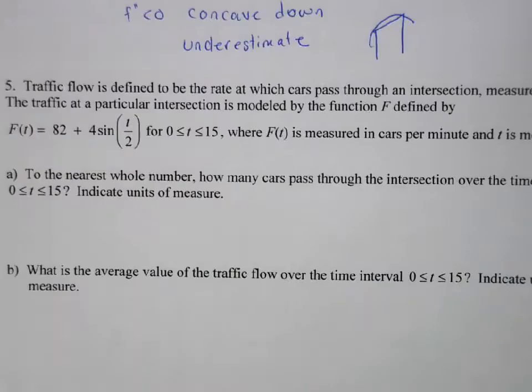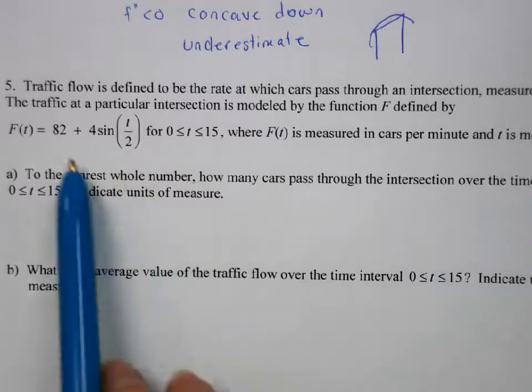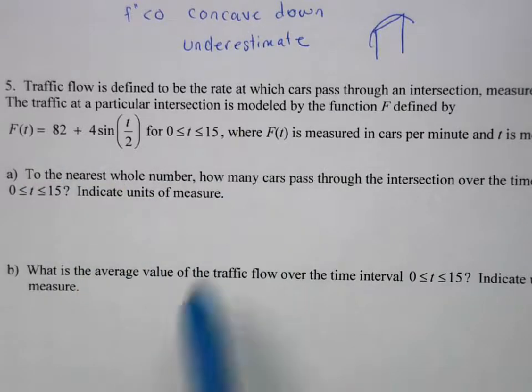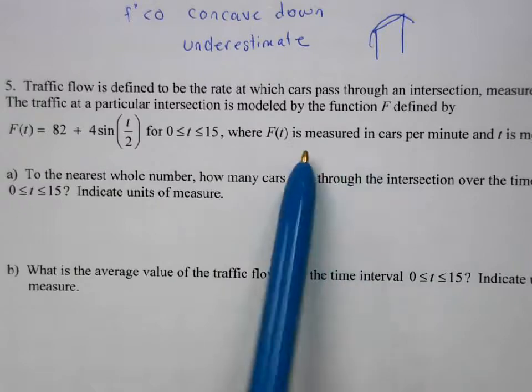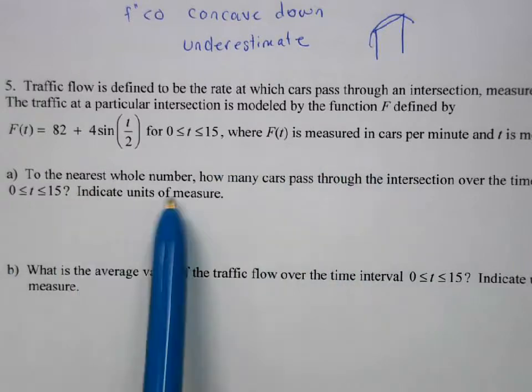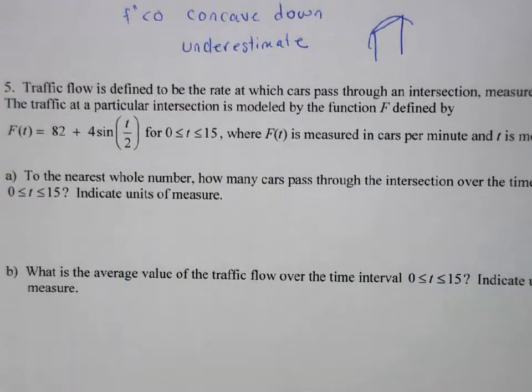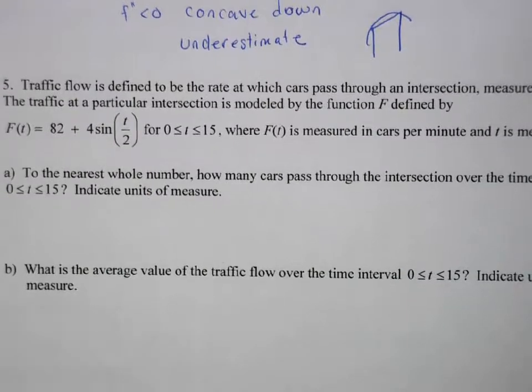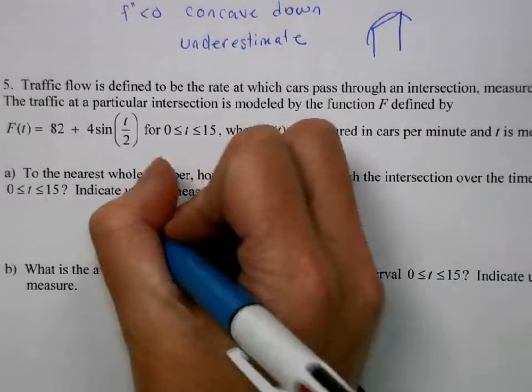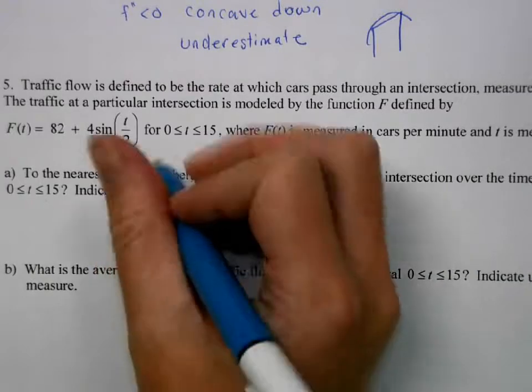Okay, traffic flow is defined to be the rate at which cars pass through the intersection, measured in cars per minute. The traffic at a particular intersection is modeled by this, where f of t is measured in cars per minute and t is measured in minutes. To the nearest whole number, how many cars pass through the intersection over the time interval 0 to 15? Well, that's going to be the integral from 0 to 15 of f of t.